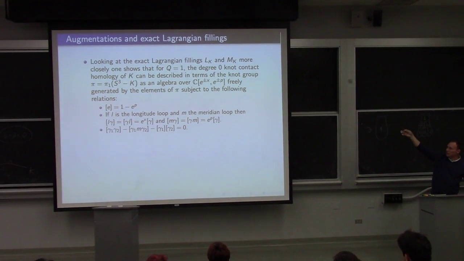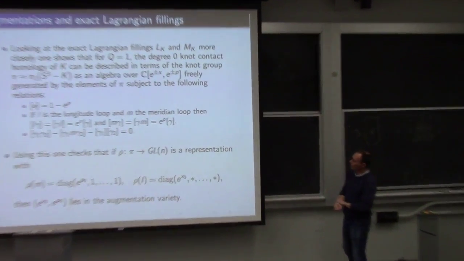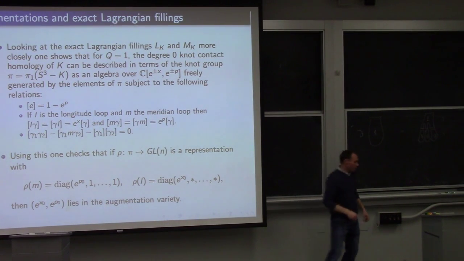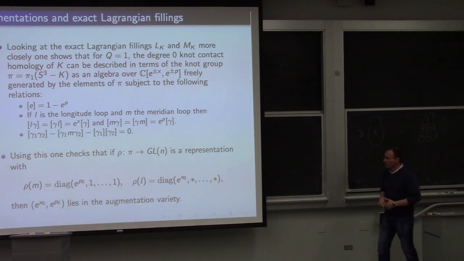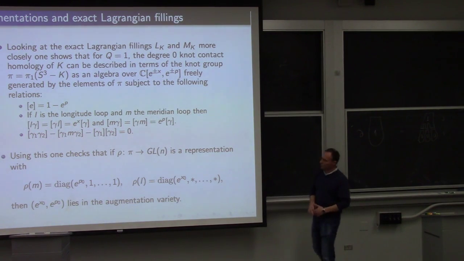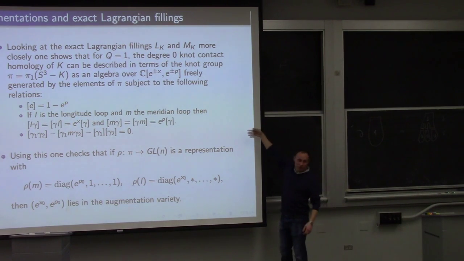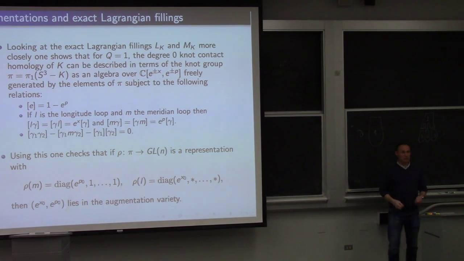There is also a slightly more non-commutative version of this, which tells you that the non-commutative contact homology knows a lot about knots. But let me not go there, and instead go here. So now, what one can check is that if you have a representation of the fundamental group into GLN, which has the following form on the meridian and longitude, they commute, so you can diagonalize them simultaneously. Then by just checking these relations, you find that e to the x, e to the p naught lies in the augmentation branch. So it's a simple thing. You just have to check this.